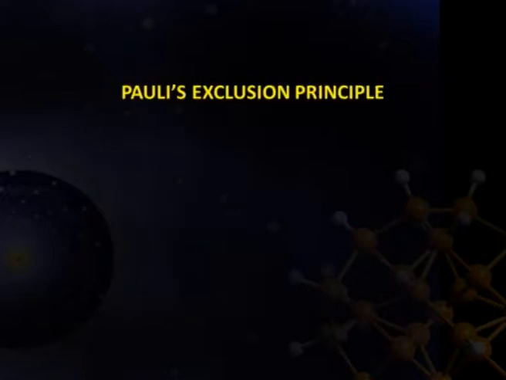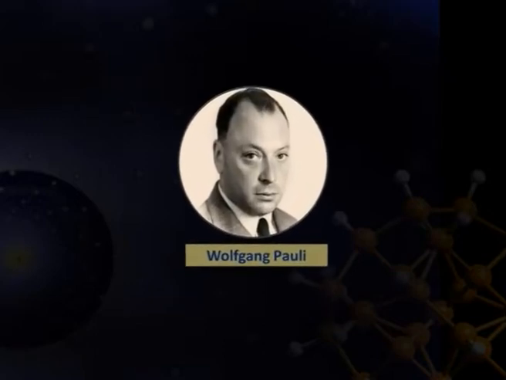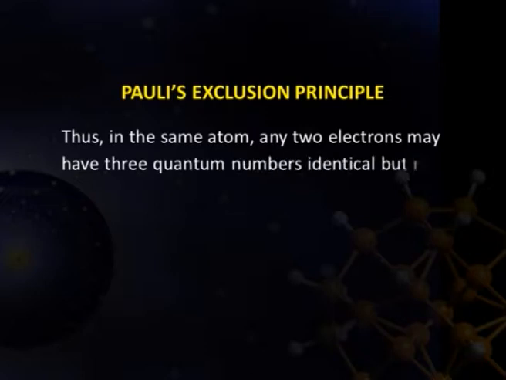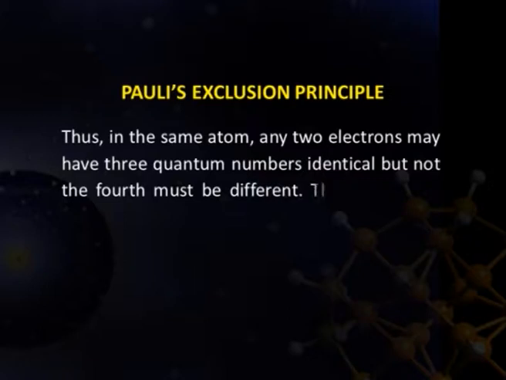Pauli's exclusion principle is an important generalization put forward by Wolfgang Pauli in 1925, which determined the maximum number of electrons that an energy level can accommodate. It states that it is impossible for any two electrons in the same atom to have all four quantum numbers identical. Thus, in the same atom any two electrons may have three quantum numbers identical, but the fourth must be different.